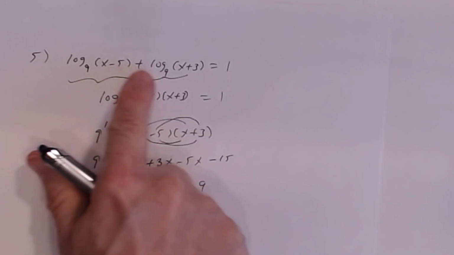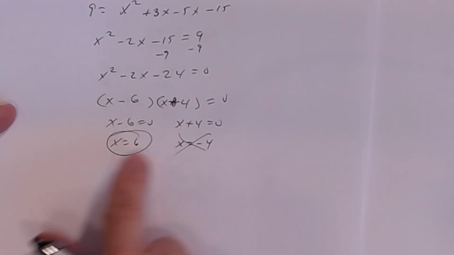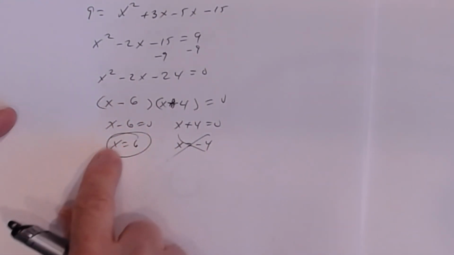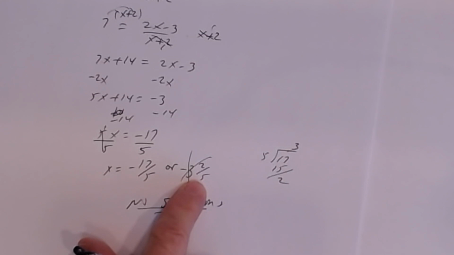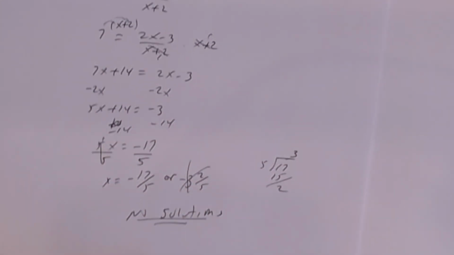This equation, when I checked it, only has how many solutions? 1. This one did not work, this one does. This had 1 proposed solution, it did not work, so I say no solution. All right, so just keep that in mind. All right, that's number 7. Let's do one more in this group.